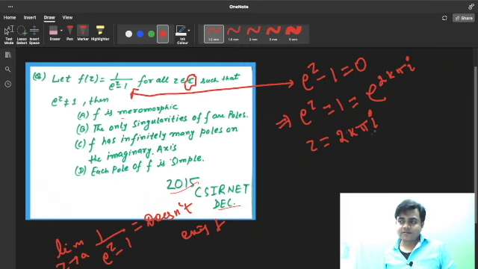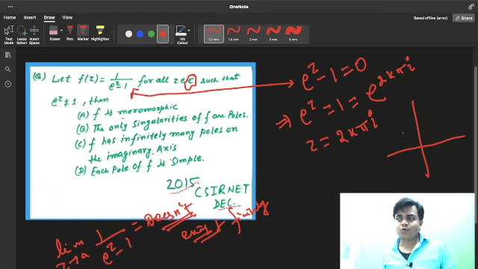Because if you take k equal to 0, then e to the power 0 will become 1, and 1 minus 1 gives 1 by 0, which does not exist finitely. Even if you take any other value, say k equal to 1, then 2 pi iota, e to the power z will give you 1, and 1 minus 1 is 0. So in all these cases, this does not exist finitely. Therefore, it is not a removable singularity. So certainly it will be a pole.